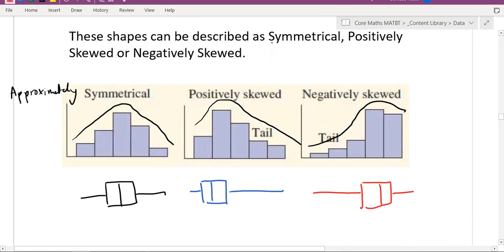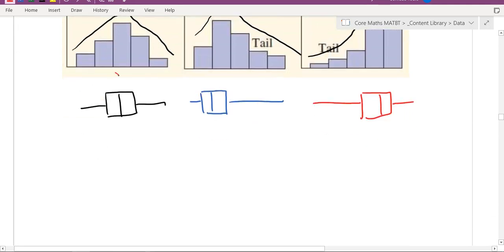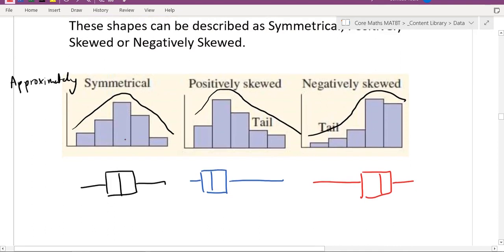Yes. Good. So you've got approximately symmetrical, which means that if you have the median in the middle, it's approximately symmetrical on both sides. Positively skewed means your data starts high, then goes down, and so the tail end is on the right. And negatively skewed is the opposite. You start low, then you go high, and your tail end is at the front there. And at the bottom here, I did get you guys to draw some box plots as a similar representation of the shapes.